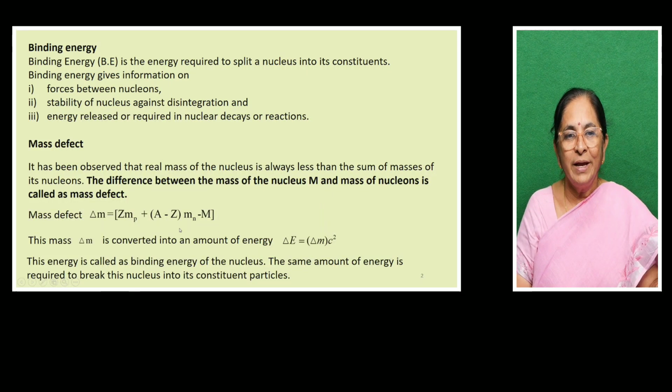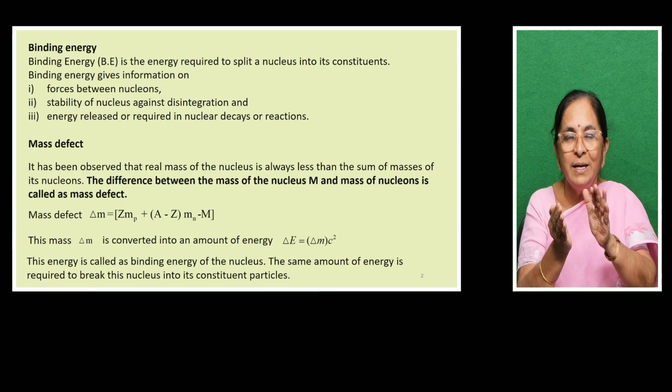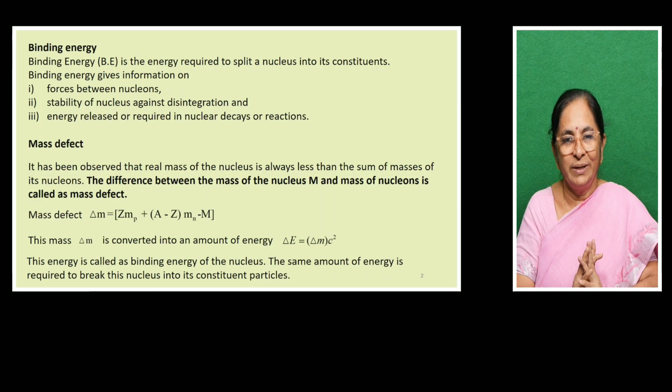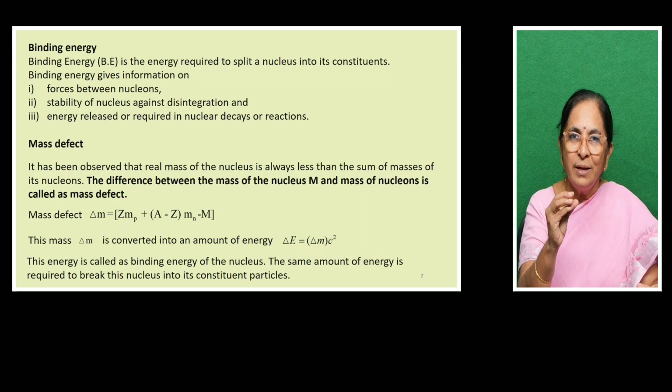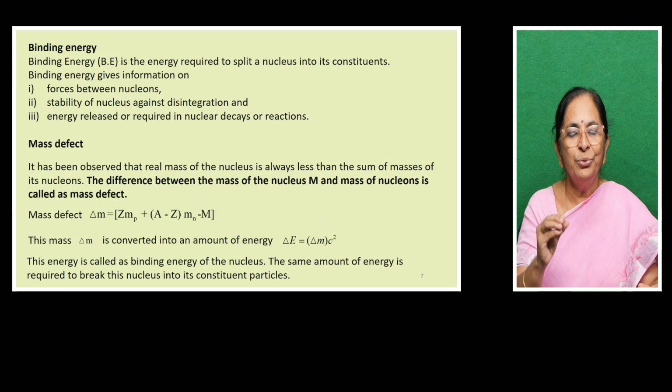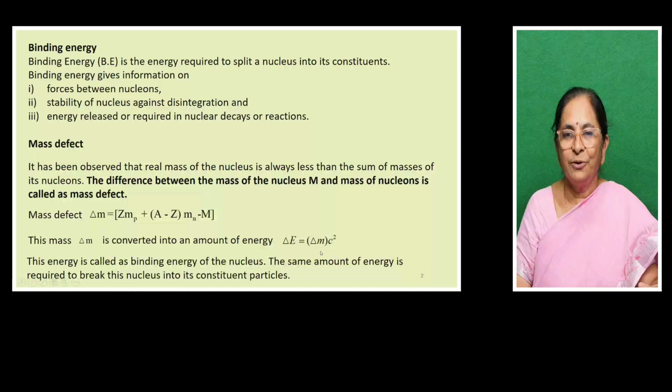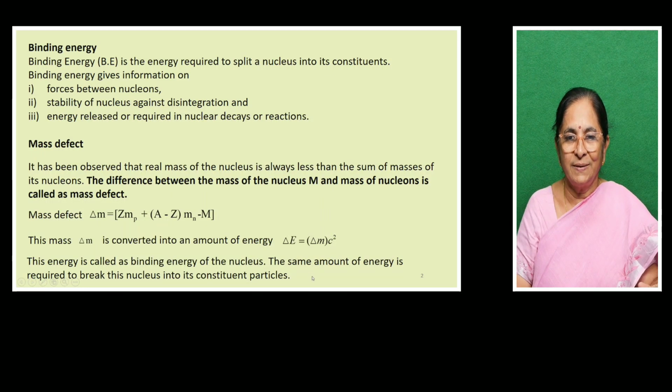Why this difference? Why is the mass of the nucleus always less than the mass of the nucleons? A certain amount of energy goes in binding them together inside the nucleus. The same amount of energy is required to break the nucleus into its constituent particles. So if you want to make the nucleus or break the nucleus, you need this much energy, which is given by delta E equal to delta M into c squared.